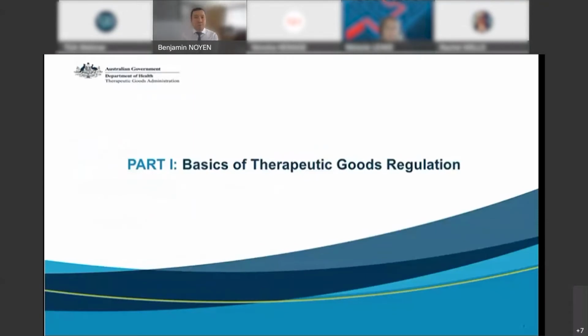Let's start with the basics of therapeutic goods regulation. Our later case studies will provide more detail on market authorisation, manufacturing, advertising and post-market monitoring.